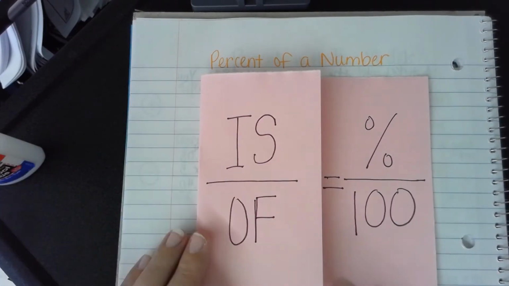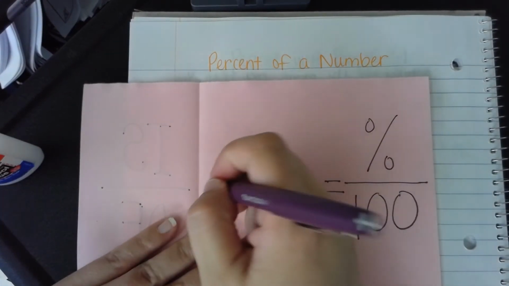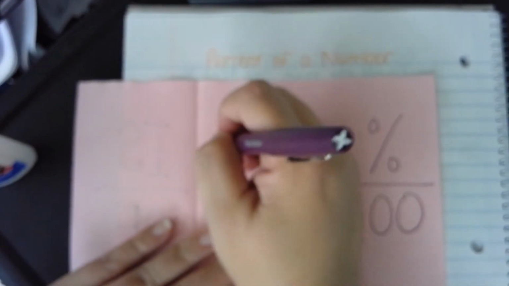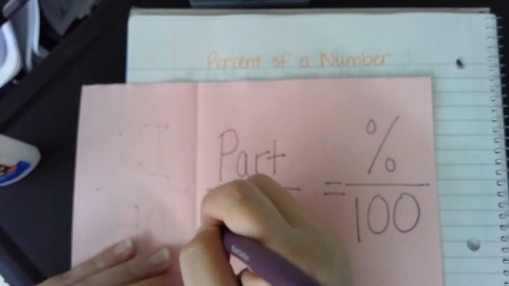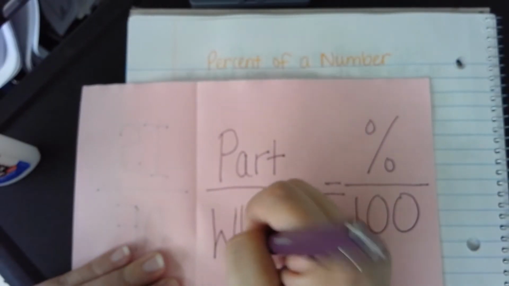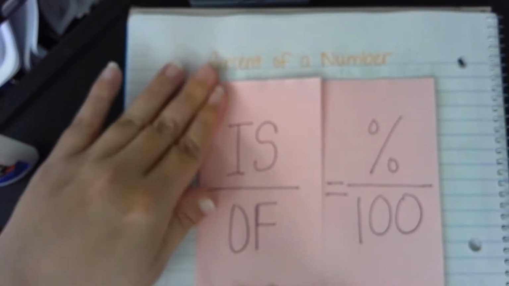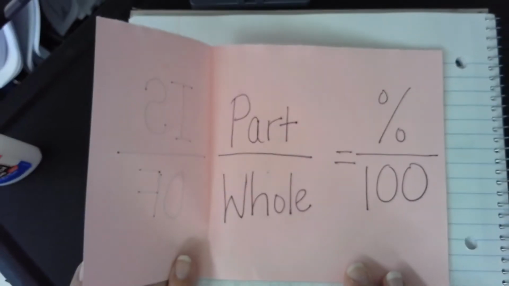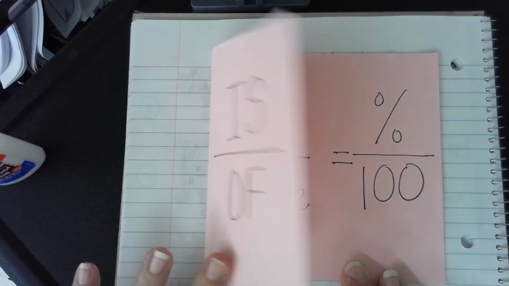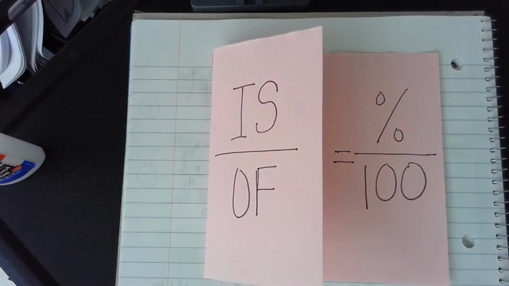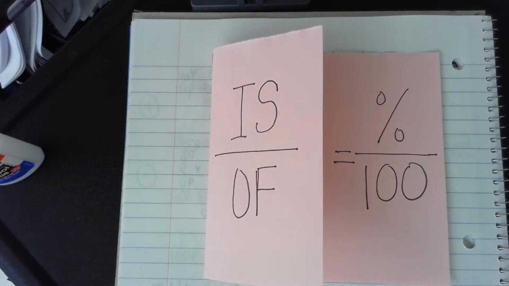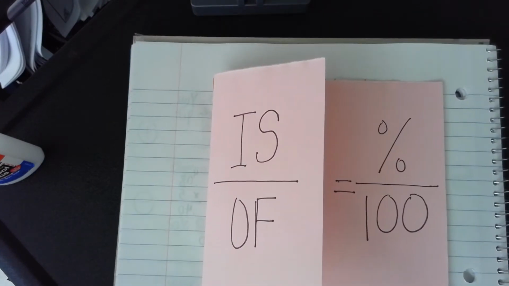Okay? And inside the flap, I want this to say part, and I want the bottom to say whole. Okay? Is over of equals percent over 100, or part over whole equals percent over 100. Okay? So that is my foldable that I'm going to need for today.